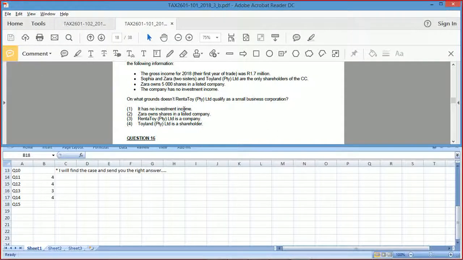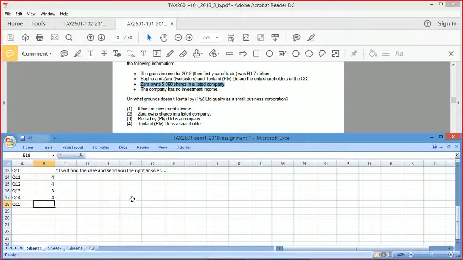So the most important thing here is on what grounds does Rent-a-Toy qualify as an SBC? It has no investment income. Zara owns shares in a listed company, so it does not qualify. Doesn't qualify. That's what they want. So if they don't qualify, that means they're not meeting the requirements in terms of the SBC. Zara owns shares in a listed company. That's already a key here. Does she own shares in a company? Yes, she does. Two Sisters Toyland are the only shareholders of a CC. Zara owns 5,000 shares in a listed company. That's out. Once you start owning shares in other companies, then you're no longer small. We'll look at the criteria. So that one's out. 2 is out. 2 is incorrect.